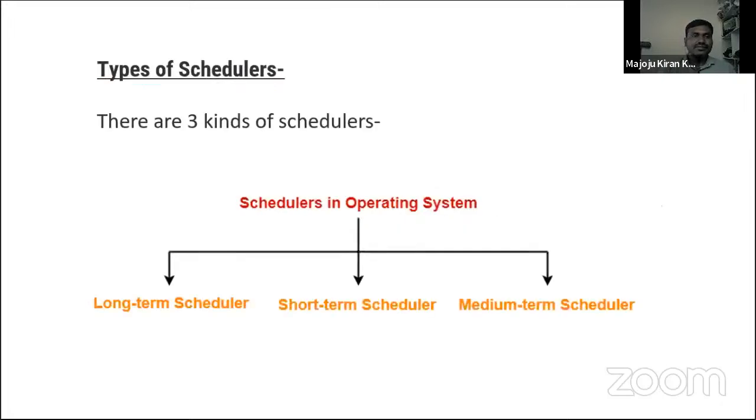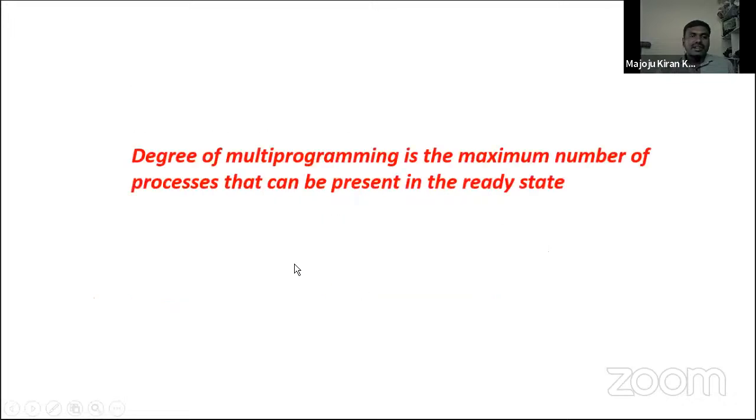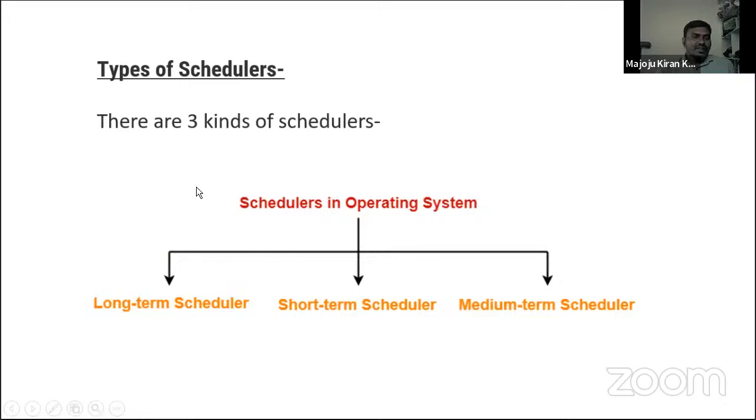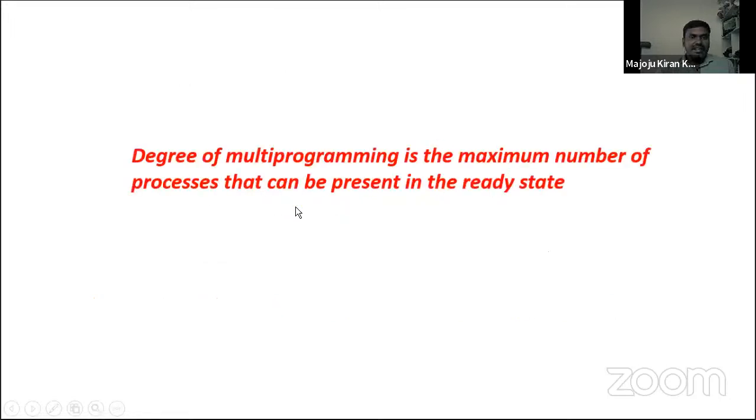When we talk about the different types of schedulers, there are three types. The first one is the long-term scheduler, the second is the short-term scheduler, and the third is the mid-term scheduler. What about the long-term scheduler? The purpose of this scheduler is to increase the degree of multi-programming.